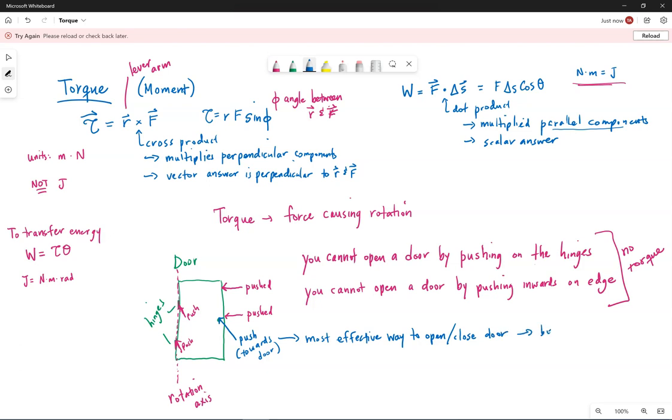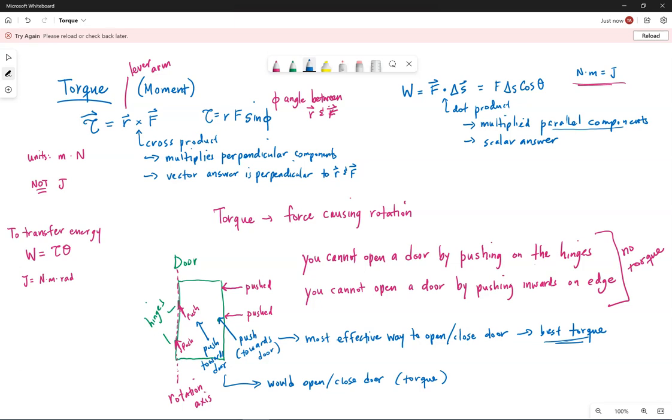Meaning the biggest or best torque. I could push somewhere in the middle, still towards the door, and it would still open or close the door, just not as effectively as pushing against the opposite edge. So there is a torque, but it's not as good as the torque when we apply the force along the edge opposite the hinges.